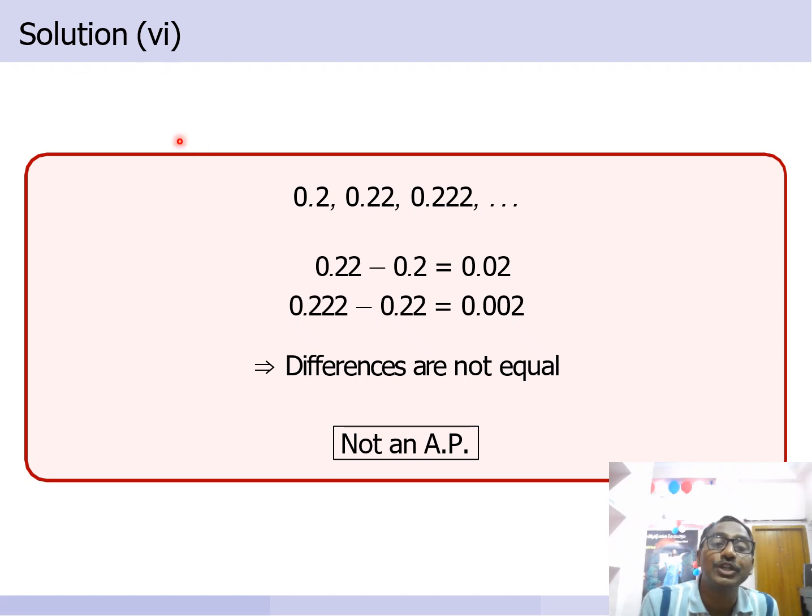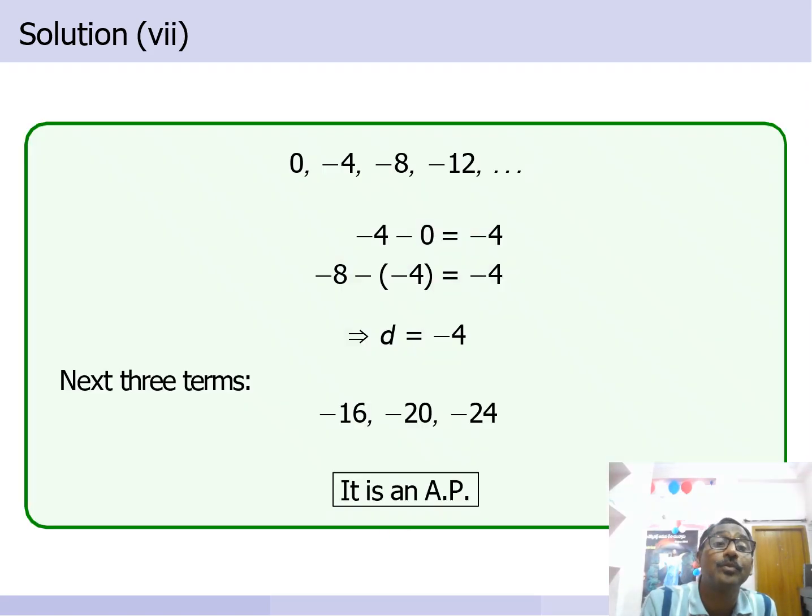So sixth question. A2 minus A1, 0.22 minus 0.2, 0.02. Next, A3 minus A2, 0.222 minus 0.22. You are getting 0.002. Differences are not equal. Therefore, it is not an arithmetic progression.